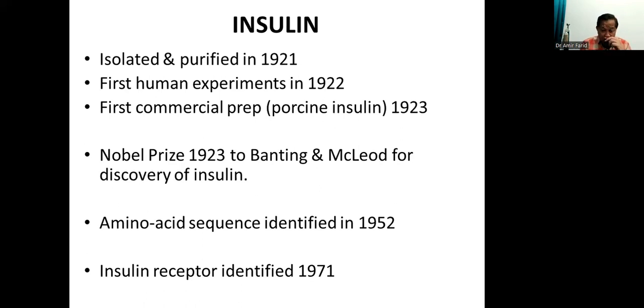But it took almost another 30 years for the amino acid sequence to be identified, and another 20 years for the insulin receptor on the cells to be identified.